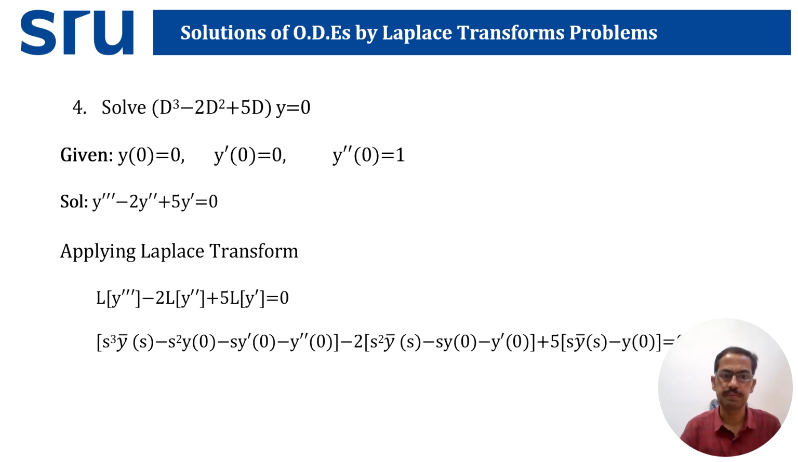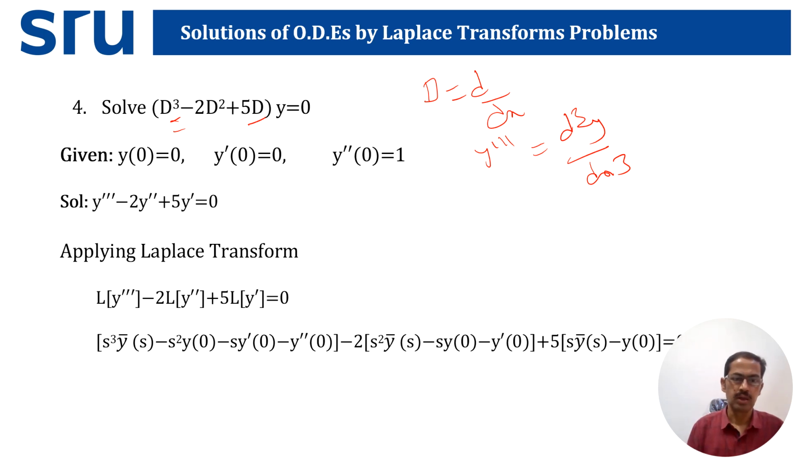And next is third order. Previously we discussed only first order and second order differential equations. Now this is for a third order differential equation: d cube minus 2d square plus 5d equal to 0. This is operator form. Write it as y triple dash minus 2y double dash plus 5y dash is equal to 0, where d is d by dx, so y triple dash means d cube y by dx cube.